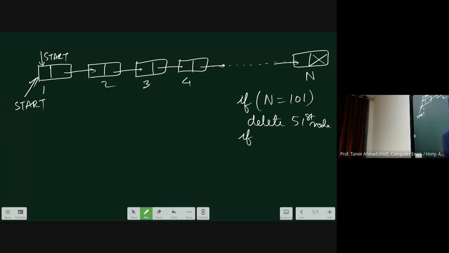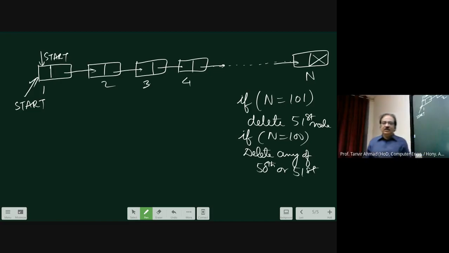If n is equal to 100, delete say any of 50th or 51st, because there is no middle of 100. It could be 50th or 51st, both of them. Now let us assume that n is odd.